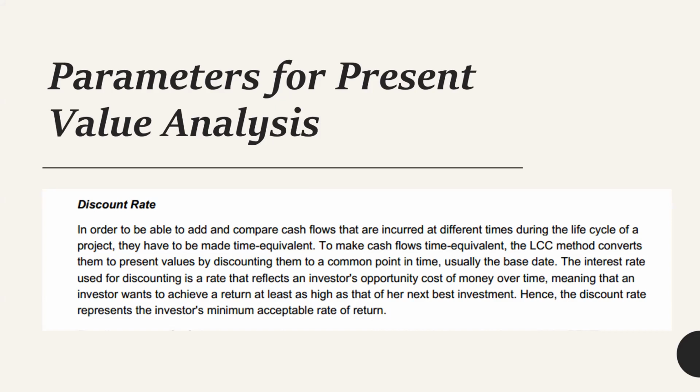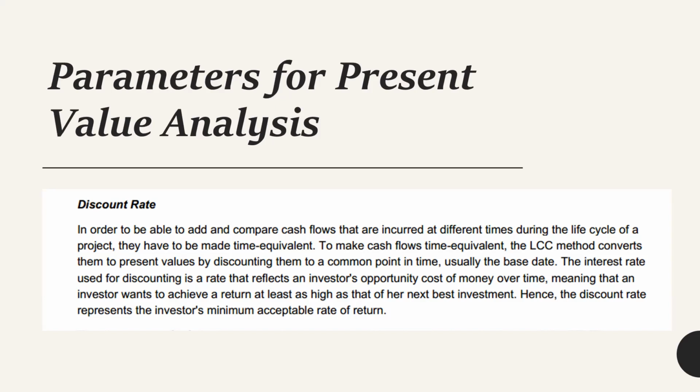In order to be able to add and compare the cash flows that are incurred at different times during the life cycle of a project, they have to be made time equivalent. That means to make cash flows time equivalent, the LCC method converts them to present values by discounting them to a common point in time, usually what we call the base date. The interest rate used for discounting is a rate that reflects an investor's opportunity cost of money over time, meaning that an investor wants to achieve a return at least as high as that of his or her next best investment. Hence, the discount rate represents the investor's minimum acceptable rate of return.